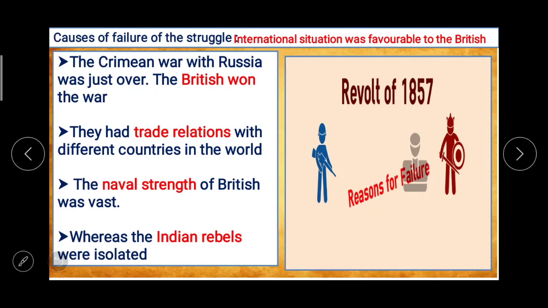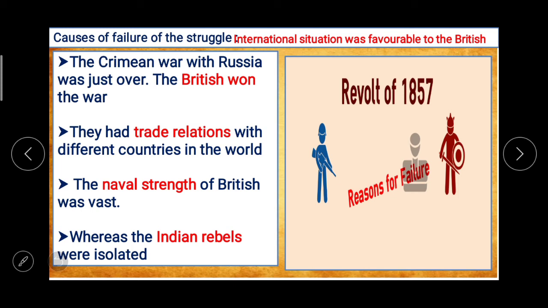Next one, international situations which were favourable to the British. The Crimean War with Russia was just over. The British won that war and they had trade relations with the different countries in the world, and that's why the world was on the side of Britishers, we can say. The naval strength of British was vast, whereas the Indian rebels were isolated.